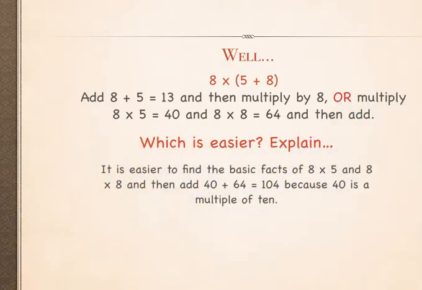It's easier to find the basic facts of 8 times 5 and 8 times 8. Then just add those 2 numbers together to get 104. Because 40 is a multiple of 10, we can easily add that in our head.